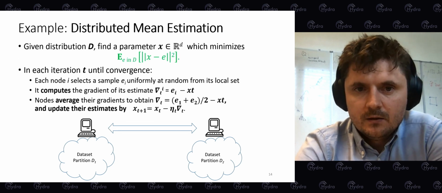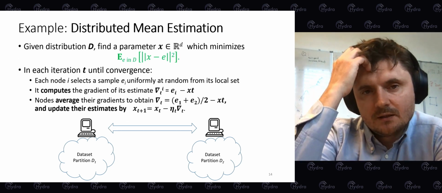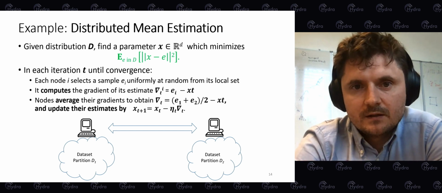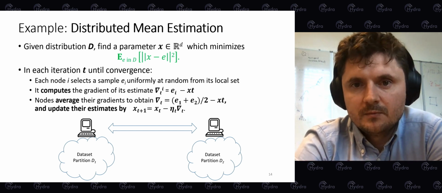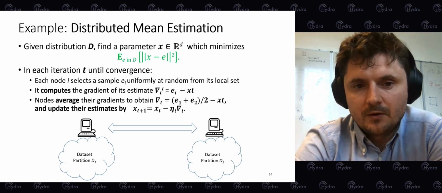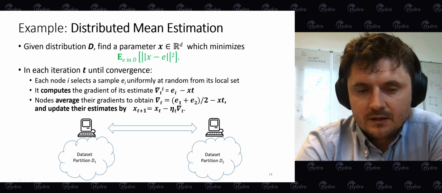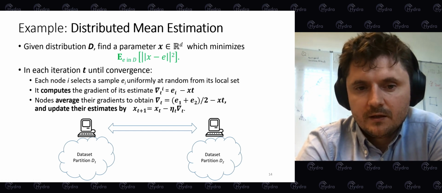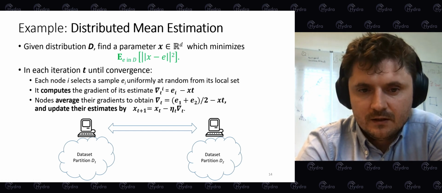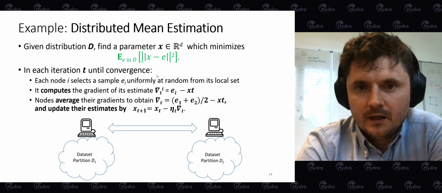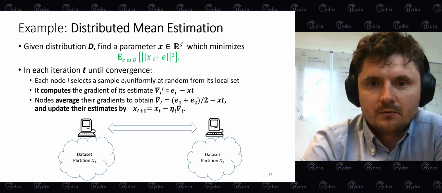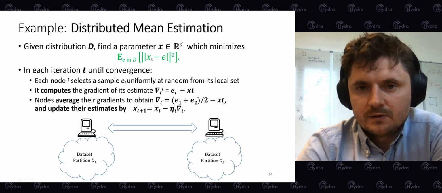Okay, so let me try to give you an example. The example I'm going to give you is what I call distributed mean estimation. This is a simple instantiation of the SGD framework I gave you before, where we have a bunch of vectors in D1 and D2, and we want to find the vector X which minimizes the average distance between a random sample chosen from either D1 or D2 and the vector X, which is kind of our mean.